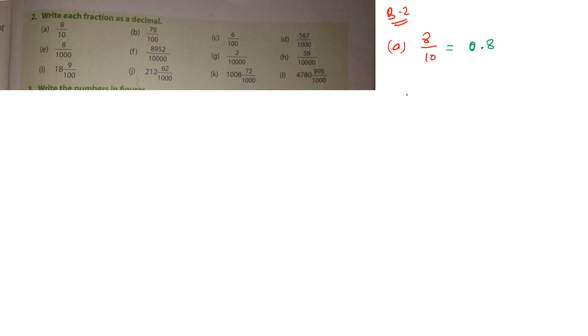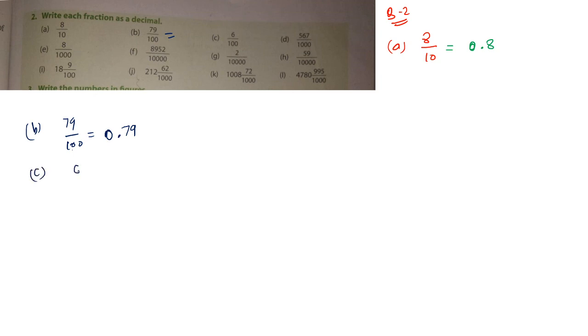Now B, 79 upon 100. Since there are two zeros, 1 2, you will put the decimal after two numbers from the right-hand side. So I will write 7 9, the decimal, and 0 before the decimal. The answer is going to be 0.79.